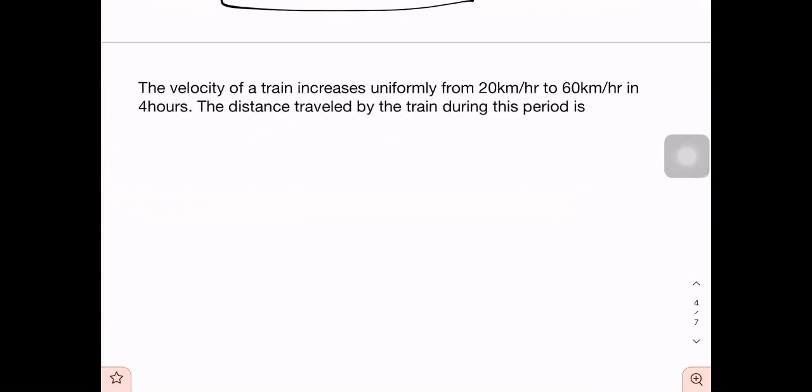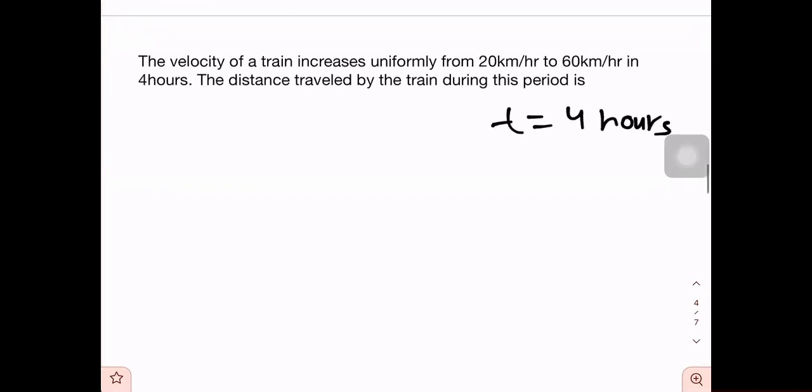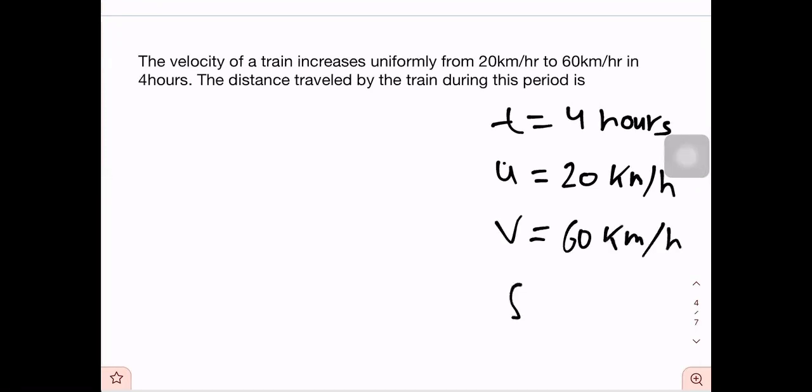And the next one is: the velocity of a train increases uniformly from 20 kilometers per hour to 60 kilometers per hour in 4 hours. The distance traveled by the train during this period is? So for this problem, we're given the time, which is 4 hours. We're given the initial velocity, which is 20 kilometers per hour, and we're given the final velocity, which is 60 kilometers per hour. And we're asked to find the distance.